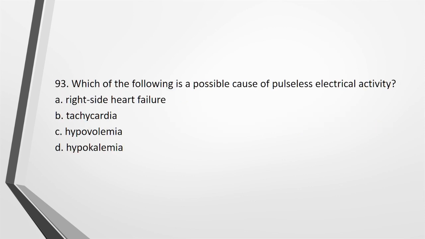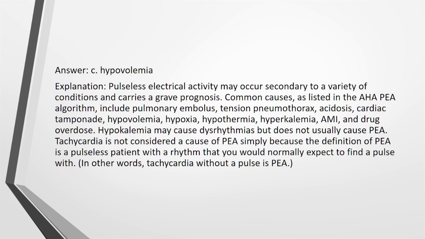93. Which of the following is a possible cause of pulseless electrical activity? A. Right side heart failure. B. Tachycardia. C. Hypovolemia. D. Hypokalemia. Answer: C. Hypovolemia. Explanation: pulseless electrical activity may occur secondary to a variety of conditions and carries a grave prognosis. Common causes as listed in the AHA-PEA algorithm include pulmonary embolus, tension pneumothorax, acidosis, cardiac tamponade, hypovolemia, hypoxia, hypothermia, hyperkalemia, AMI, and drug overdose.